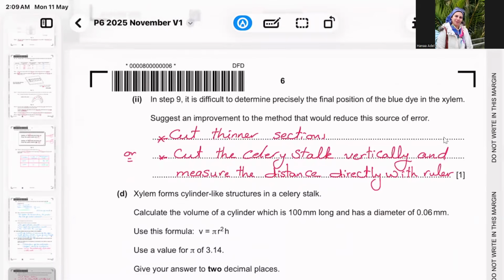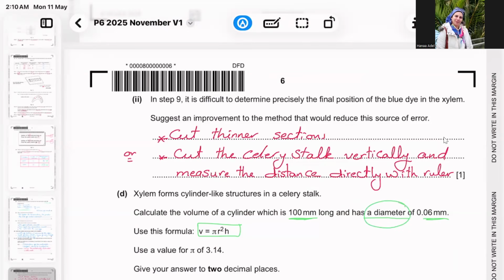Next question: xylem forms a cylinder-like structure in a celery stalk. Calculate the volume of a cylinder 100 millimeter long with a diameter of 0.06 millimeter. And they give us the rule: the volume is pi r squared multiply h. R is related to the radius, but they give us the diameter.